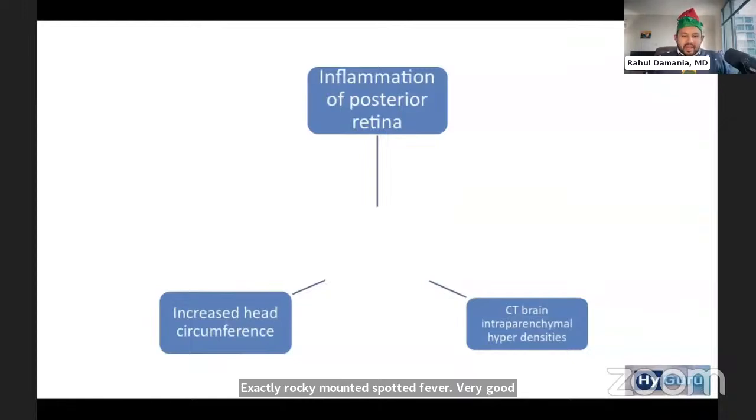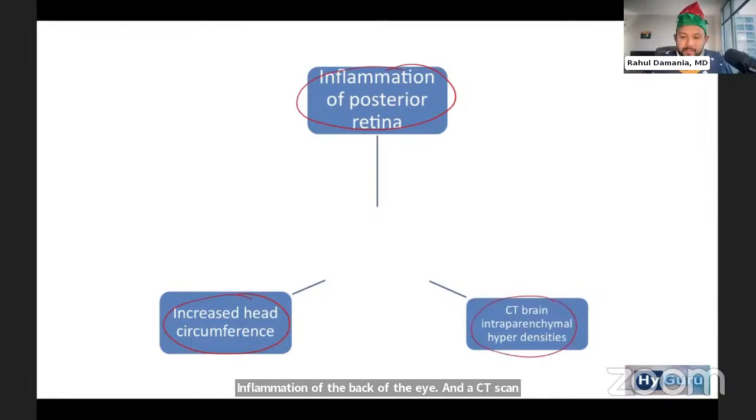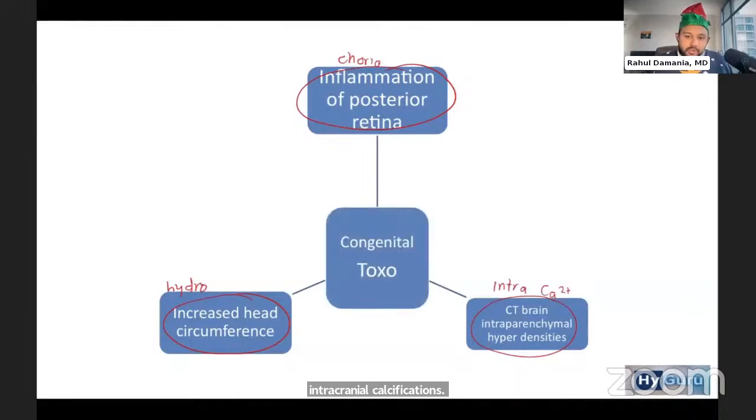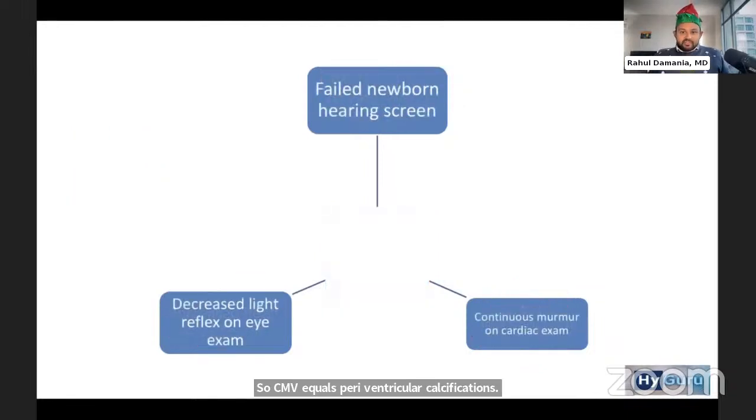Here's a pediatric pathology, congenital pathology. Increased head circumference, inflammation of the back of the eye, and a CT scan showing intraparenchymal hyperdensities. So you have hydrocephalus, chorioretinitis, and intracranial calcifications. This is going to be toxoplasmosis. Remember that CMV, you get periventricular calcifications. So CMV equals periventricular calcifications. Toxoplasmosis, congenital toxo, you're going to get intracranial calcifications.